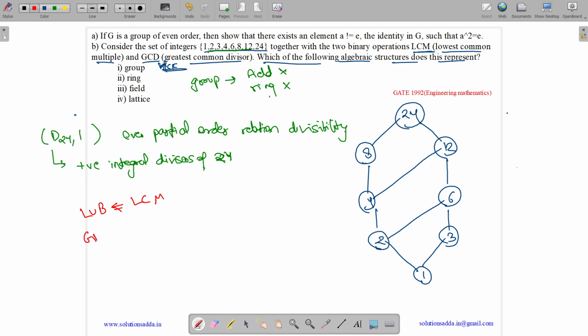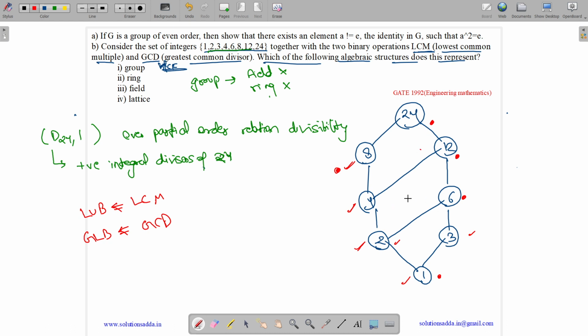And what is our greatest lower bound? Greatest lower bound is our GCD. So pick any two items, 2 and 3. What is their upper bound? 6 is an upper bound, 12 is an upper bound, 24 is an upper bound. What is the least upper bound? It's 6. So LCM of 2 and 3 is 6. What is a lower bound? Anything below 2 and 3. So 1 is a lower bound and the greatest lower bound is 1. Let us assume 8 and 24. What are the lower bounds of 8 and 24? 8, then we have 4, then 2 and 1. What is our greatest lower bound? It's 8. So the greatest common divisor of 8 and 24 is 8.